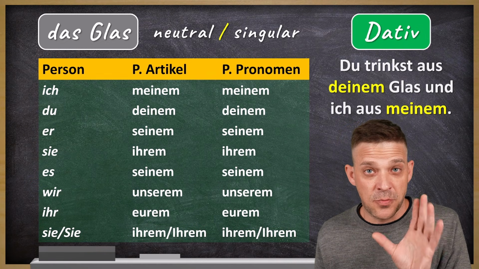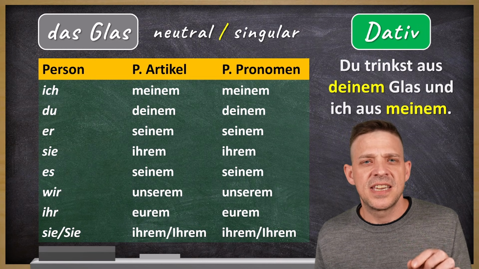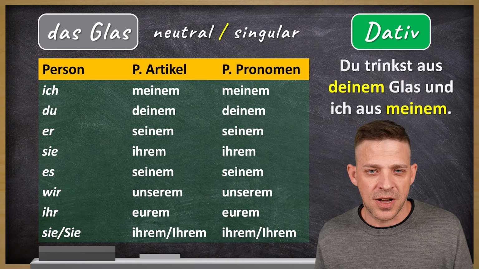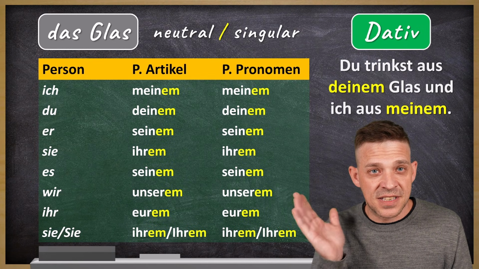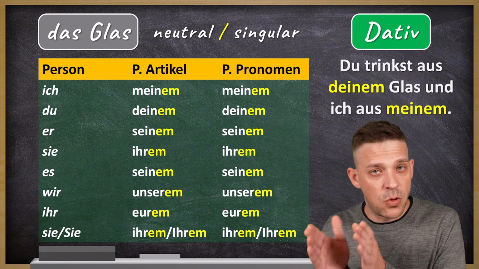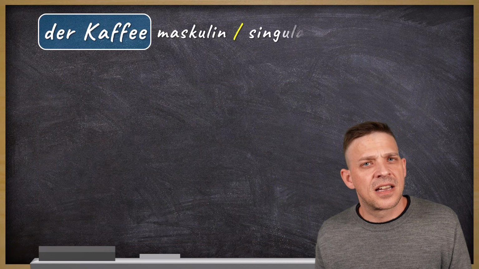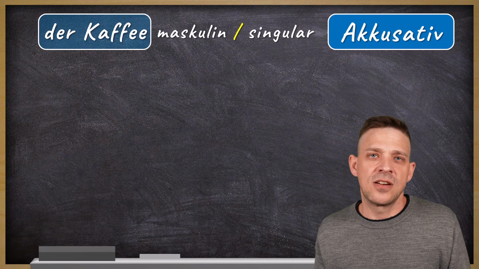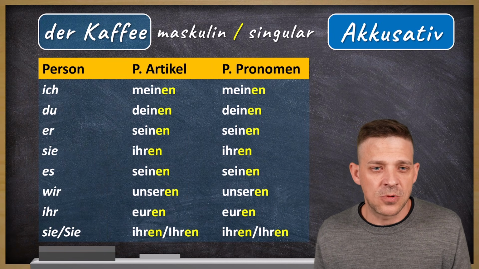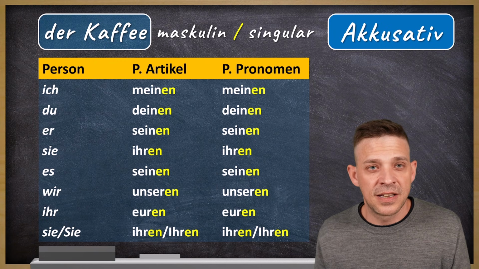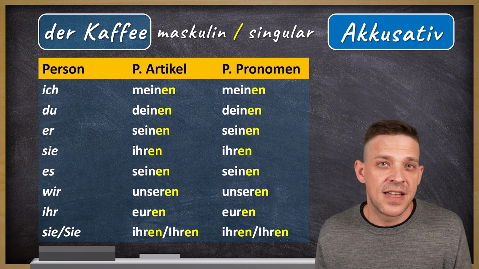And here we have a possessive article, which is deinem Glas, because there's the noun, and ich aus meinem, that's a possessive pronoun. But important here, what I want to show you is the endings. Endings are the same. Possessive article and possessive pronomen have the exact same ending. Another one. Let's take Kaffee. Der Kaffee is masculine and singular. And we use the table now with Akkusativ, which would look like this. And you can see here as well, the endings are exactly the same. Possessive article and possessive pronomen have the same endings.